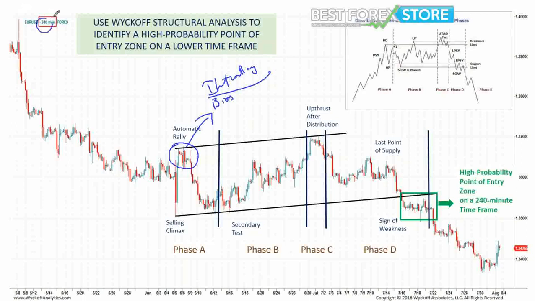So if this is 240, here you could go probably to 15 minutes, 30 minutes, and as you're having your structure, you can say, okay, I've seen a change of character, so I'm in phase B. For the next session, what is my bias? Well, we need to retest the low, so my bias is going to be to the downside. Now, I've seen a swing reversal right here on the 15 minutes, so what's going to be my bias? My bias is going to be to the upside. What's going to be my target?